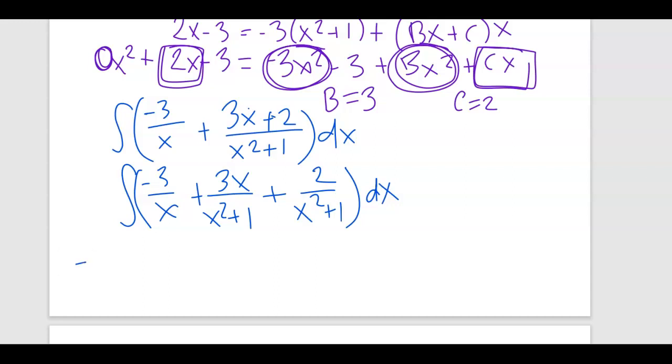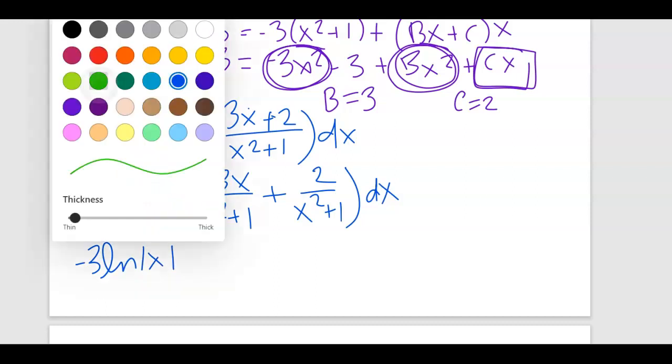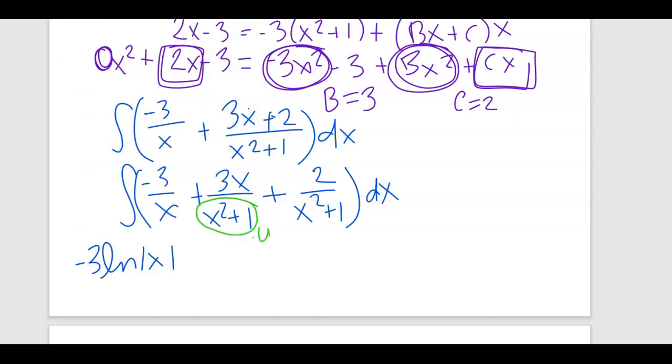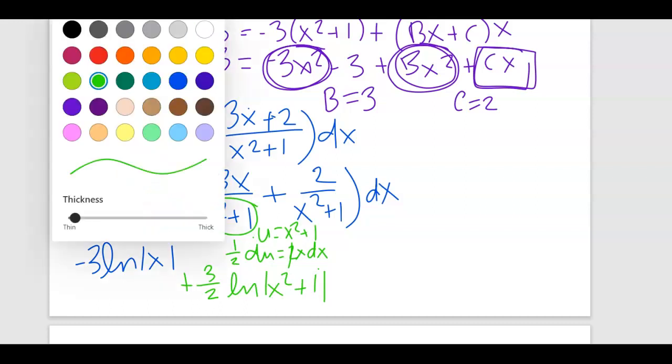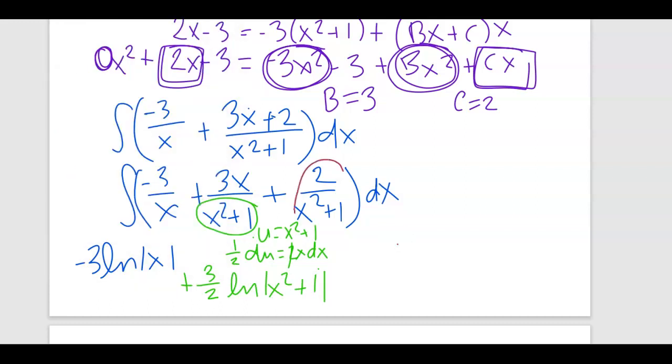All right, my first antiderivative is going to be negative 3 natural log of x. I'm going to let this bottom be u. So that means du equals 2x dx. So this antiderivative must be 3 halves natural log of x squared plus 1. Now over on our other side here, that doesn't have an x at all. We need to know that this is the antiderivative for arctan. So plus 2 arctan of x plus C.